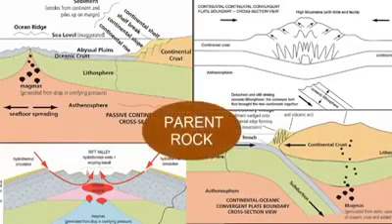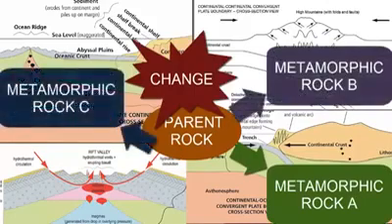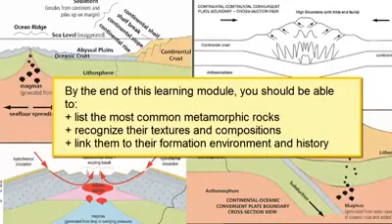Usually a given parent rock will form very different metamorphic rocks based on the metamorphic conditions, and hence we can look for clues in the rock to help us identify the original geologic formation setting. By the end of this learning module, you should be able to list the most common metamorphic rocks, recognize their textures and compositions, and link them to their formation environment and history.